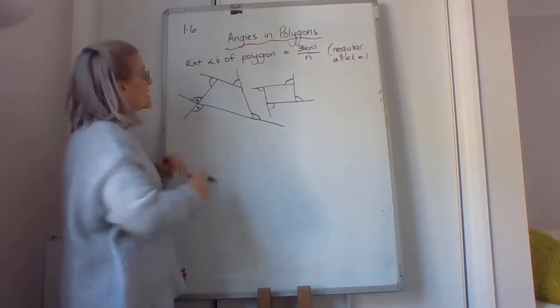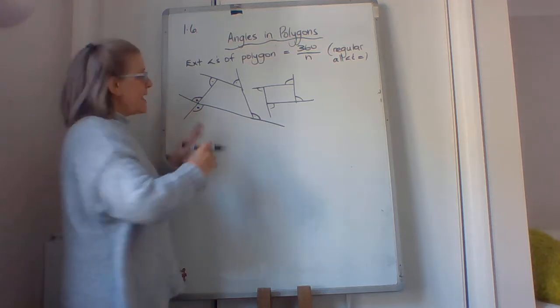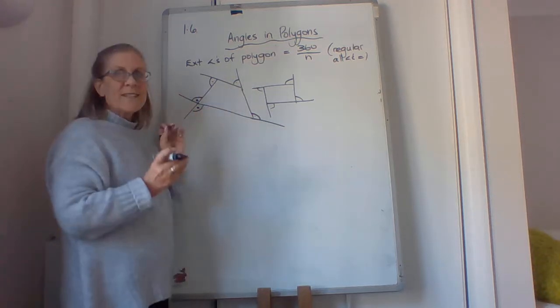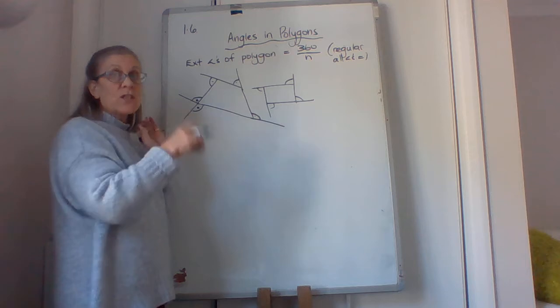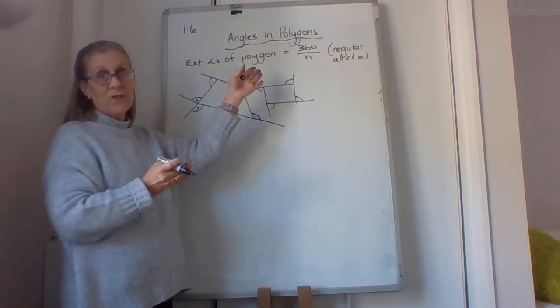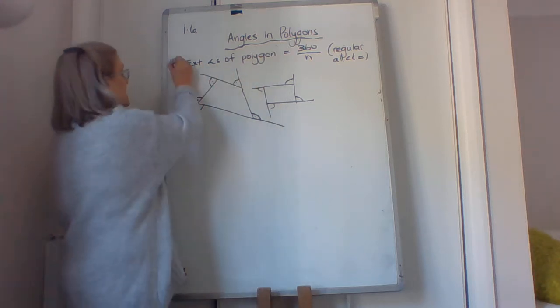All right? So it doesn't matter how many sides it has. As it gets more sides, these angles get smaller. So smaller angles, lots more of them, but they still add up to 360. So you have to remember that one. So that's the first one.